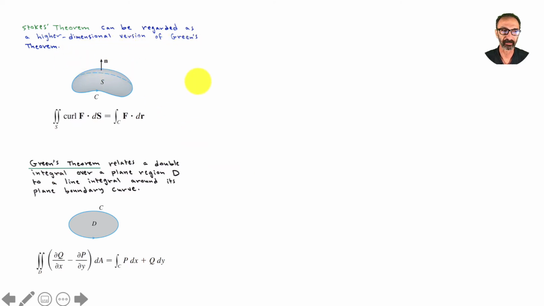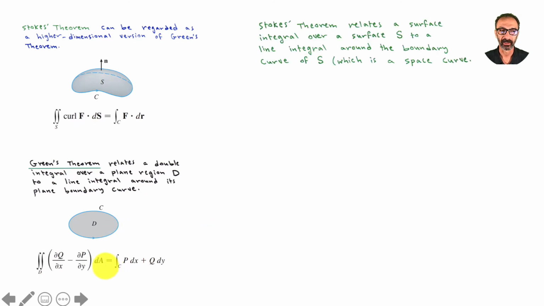Green's theorem relates a double integral over a plane region D to a line integral around its plane boundary curve. I covered that with examples in earlier videos, if you need them, on my playlist.